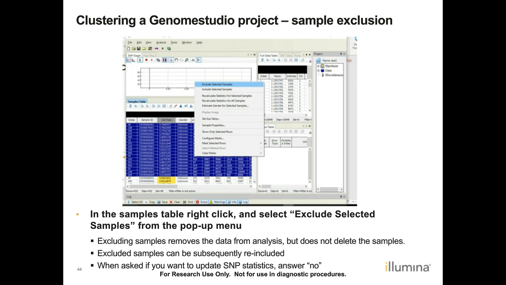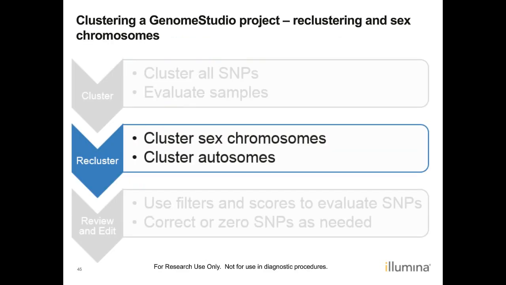When asked if you want to update the SNP statistics at this point, answer no, because we're going to be doing a lot of clustering. We don't need to update all the cluster statistics until after we've completed all of our clustering work. So at this step, we've eliminated the samples with poor performance from analysis in the project. The next step would be to cluster the sex chromosomes based on gender, and then cluster the autosomes as well.